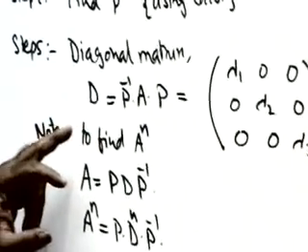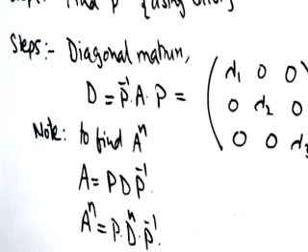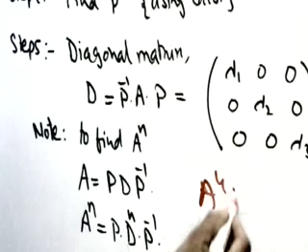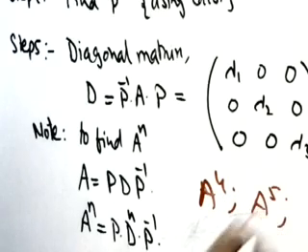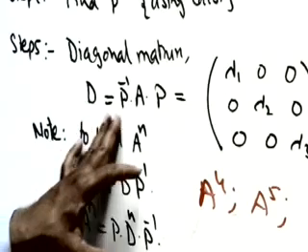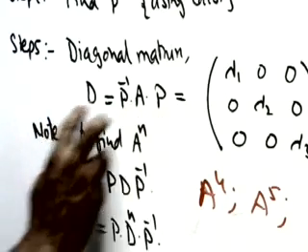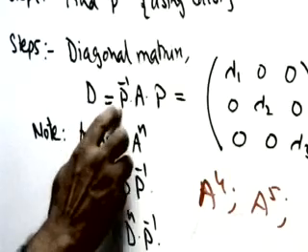Now see, this is the method of diagonalization. In questions after diagonalization, you may be asked to also find A power 4, or A power 5, or A power some number. Then we have to change this. Watch carefully.